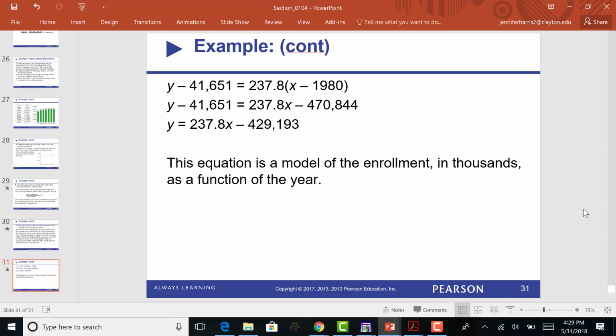So in this particular case, based upon the information that we have, we created our average rate of change, which was our slope. We plugged in one of the points and did the math using y equals mx plus b, and we came up with that equation. That's the best line we could come up with for that data.